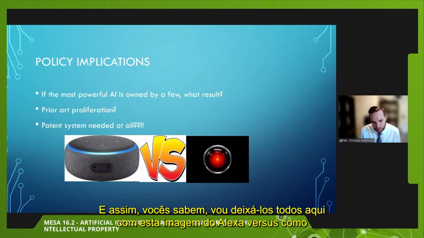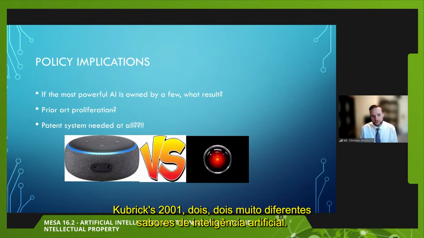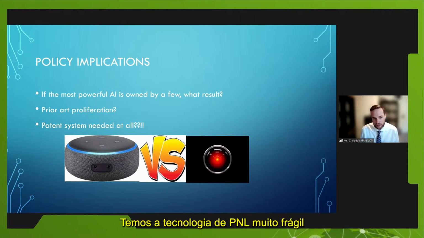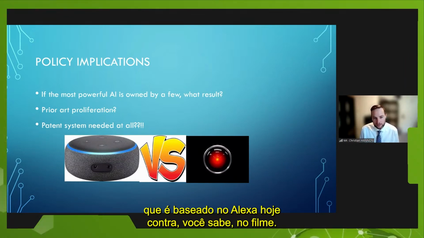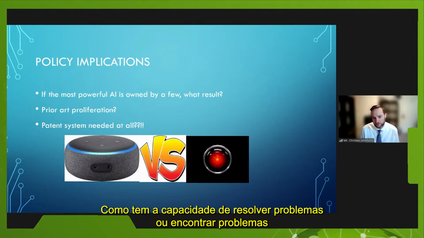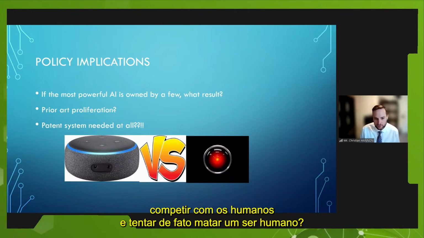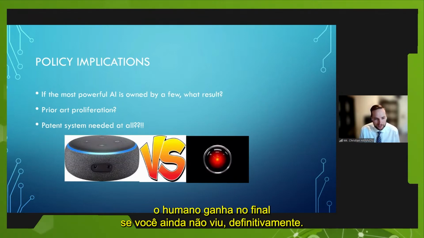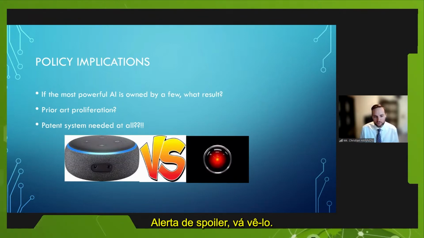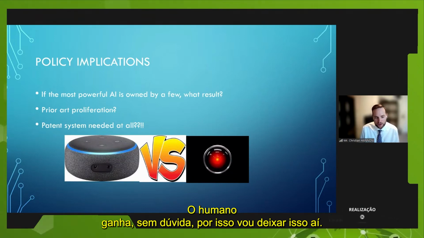And so, I'll leave you all here with this image of Alexa versus HAL from Kubrick's 2001, two very different flavors of artificial intelligence. We've got the very brittle NLP technology that's based on Alexa today versus, in the movie, HAL, which has the ability to solve problems, find problems, compete with humans, and try to, in fact, kill a human being. But I think ultimately, the human wins in the end. If you haven't seen it, definitely, spoiler alert, go see it. The human wins, arguably.